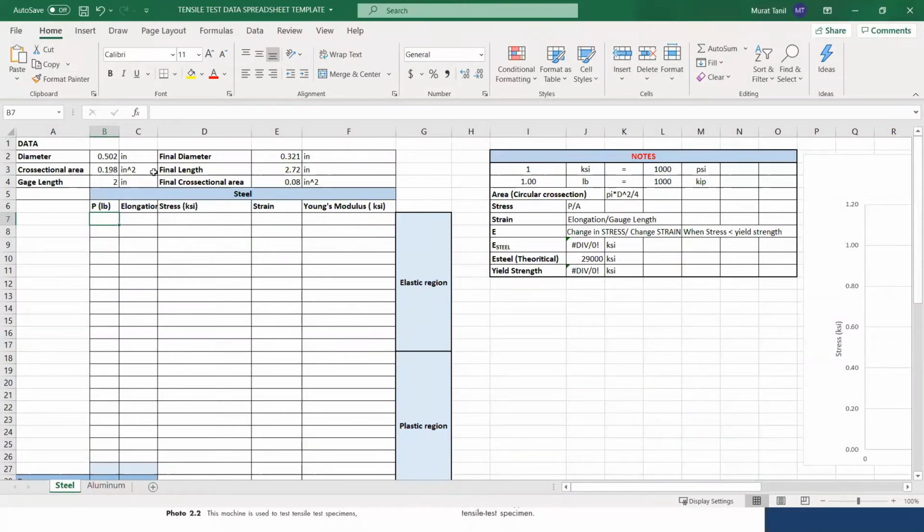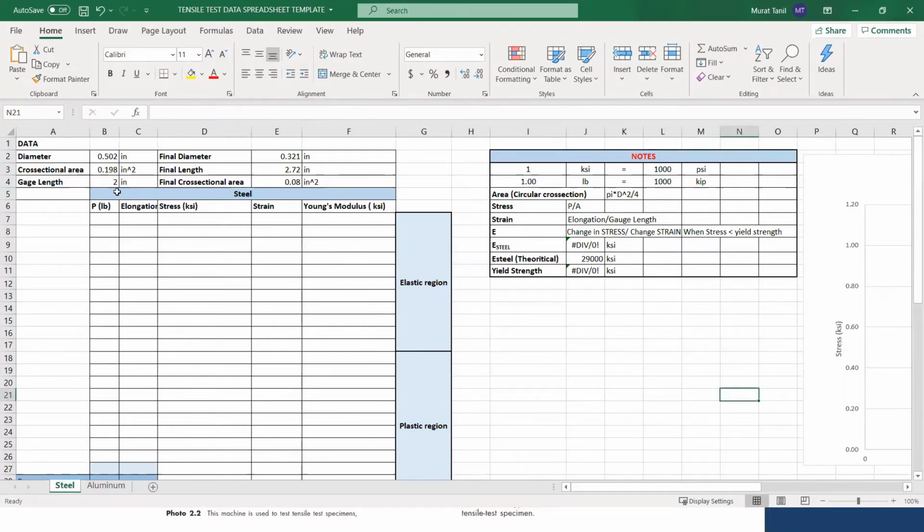Before the experiment starts, you need to measure the diameter. We're going to use the micrometer to measure the diameter of each specimen, aluminum and steel. Once you get this, you can calculate the cross-sectional area, and the equation is already in this cell. If you want to look at the notes, you can look at this note section. Over here, the area for a circular cross-section is given.